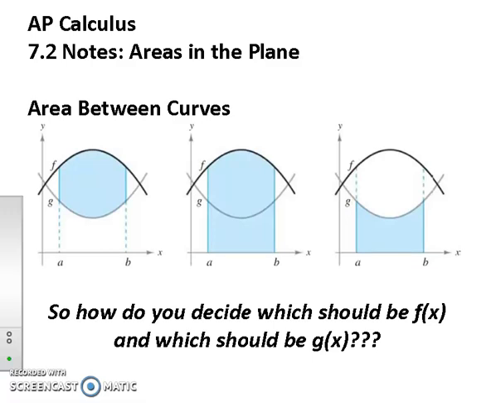This is the first video in AP Calculus for section 7.2 in our textbook, which is area between curves. All of the integrals that we've done up to this point have represented the area between a curve and the x-axis. So today we're going to be looking at when you have more than one curve and you're trying to find the area between them.